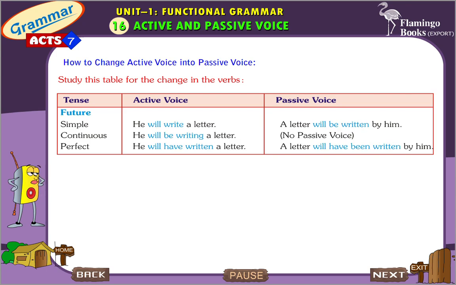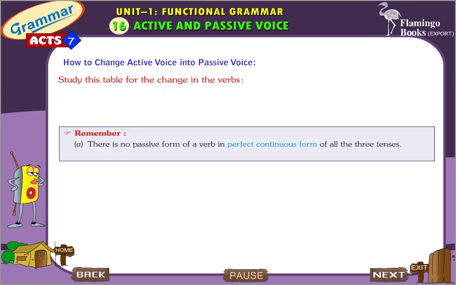Future tense. Simple. He will write a letter. A letter will be written by him. Continuous. He will be writing a letter. No passive voice. Perfect. He will have written a letter. A letter will have been written by him. Remember, there is no passive form of a verb in perfect continuous form of all the three tenses. There is no passive form of a verb in the continuous form of the future tense.